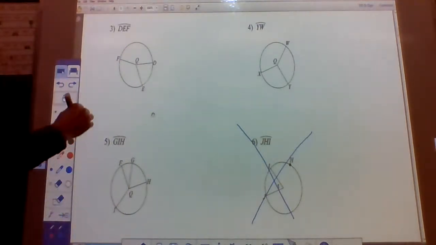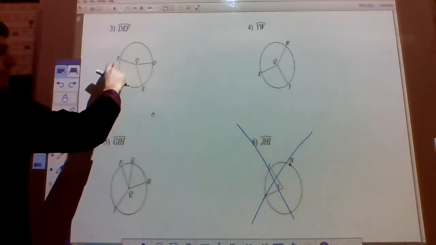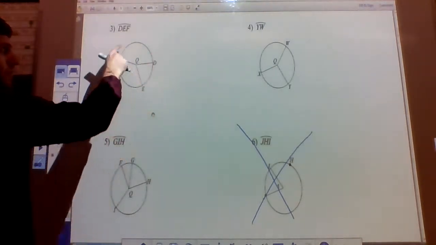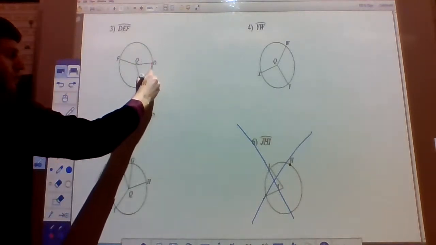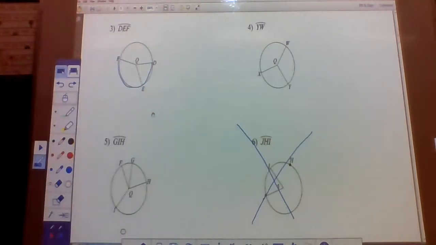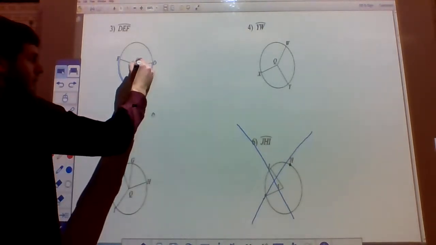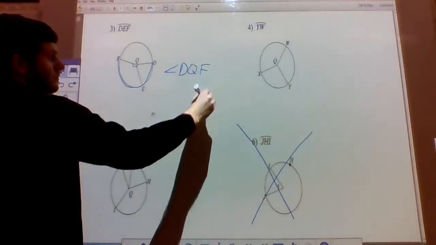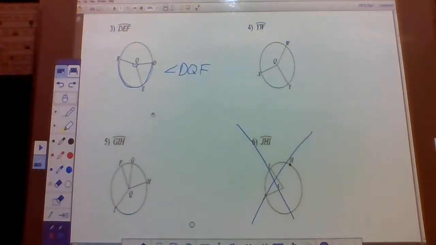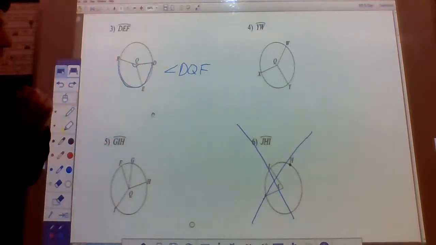So we have major arc DEF. Again, 2 ways to connect D and F, but we want to go the major arc, so it's more than half the circle, and we want to go through point E. So the central angle there is simply going to be this angle right here, which is angle DQF. DQF is our central angle.